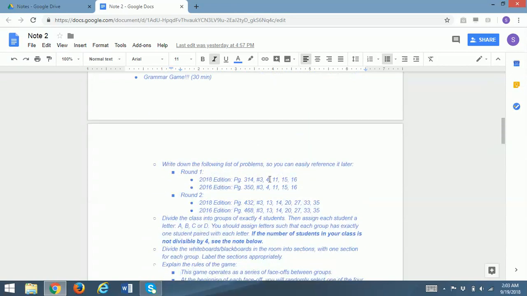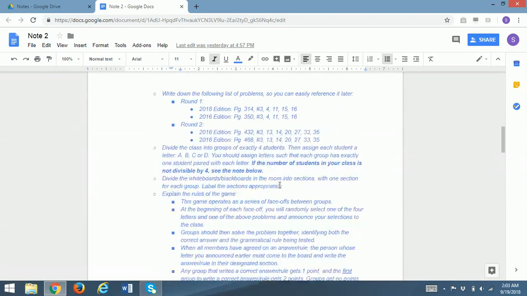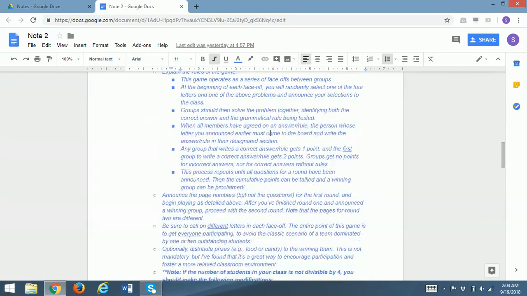So that's why you need to have the problems on hand, so you can announce the problem number to the class and also a letter. And in the past, I've written them down on papers and put them in a bag and drew from it, so it's really random. You don't have to do that. You can just make it pseudo-random by saying one.